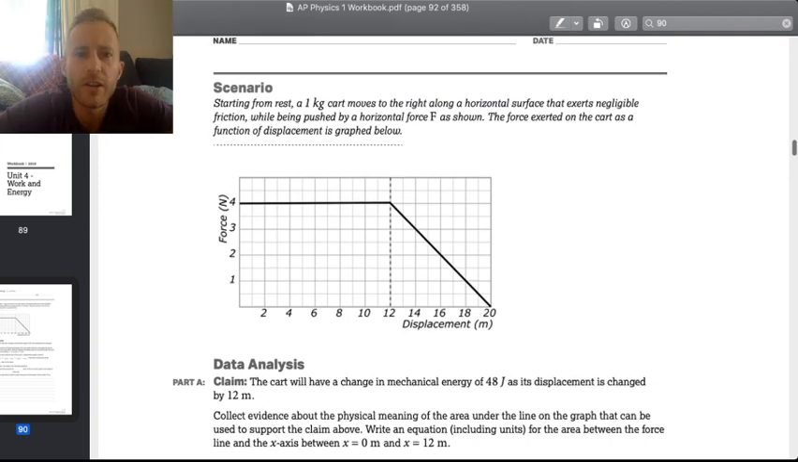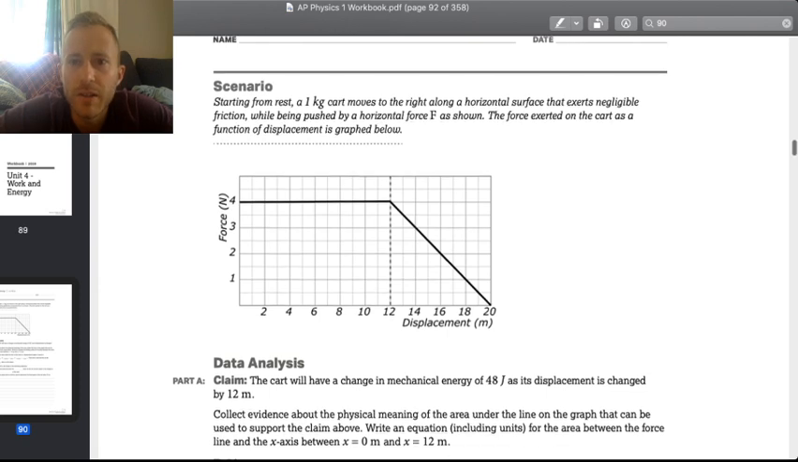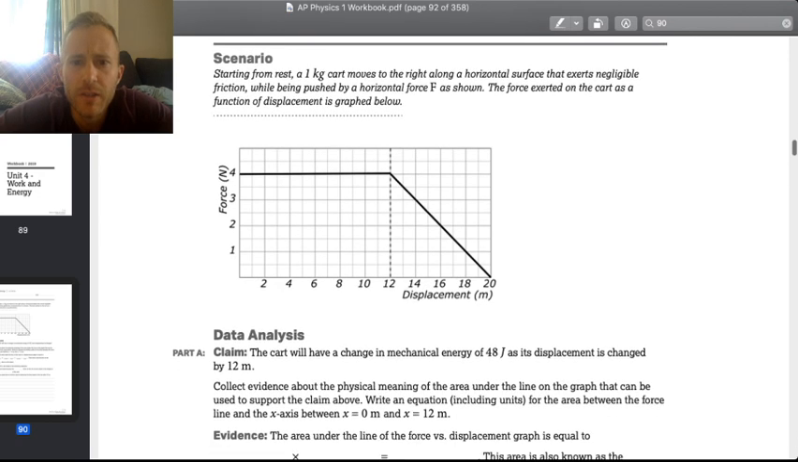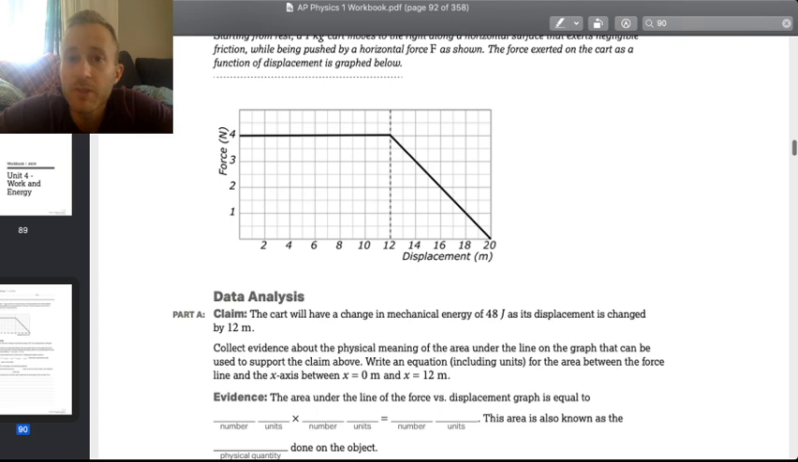All right, so this scenario: starting from rest, a 1 kilogram cart moves to the right along a horizontal surface that exerts a negligible friction while being pushed by a horizontal force F as shown. The force exerted on the cart as a function of displacement is graphed below. So force versus displacement, the area under the curve is called work, and that's energy added to an object. Claim: the cart will have a change in mechanical energy of 48 joules as its displacement is changed by 12 meters.